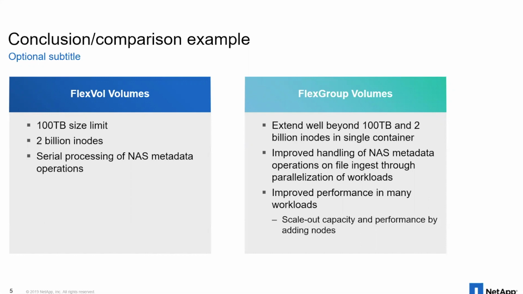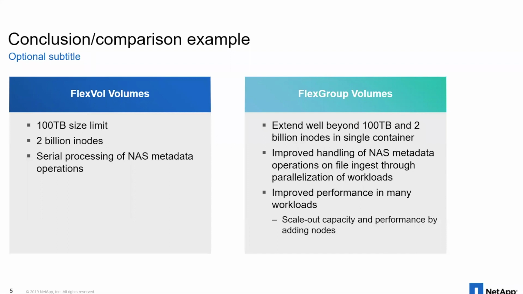The other thing that I wanted to bring up is the serial processing of NAS metadata operations. With FlexVols, you have a single affinity or a single CPU thread that a volume attaches itself to. The downside to that is you're limited in throughput, and you cannot have parallel operations. Everything is queued up and only gets processed serially, which means applications that have a large number of files being ingested will have a performance penalty if they continue to use FlexVol volumes.